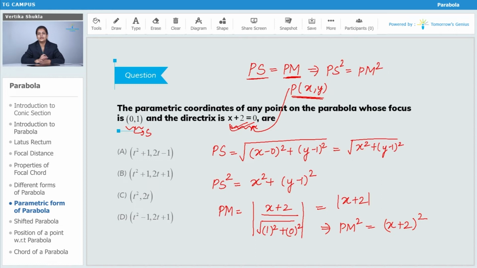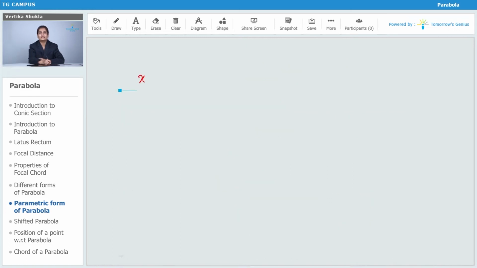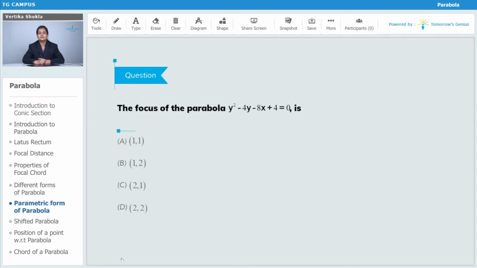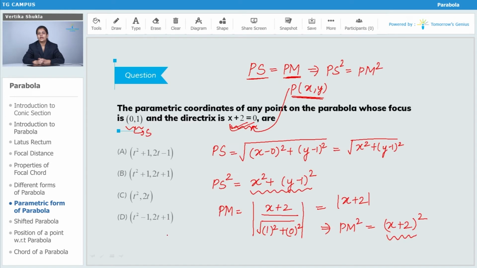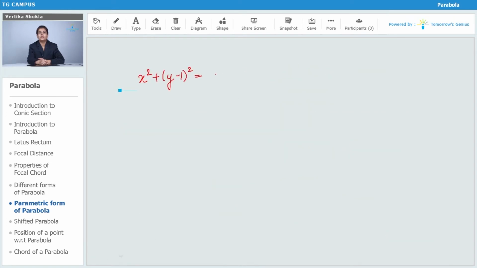Now for a parabola, PS square will be equal to PM square. PS square we have calculated as x square plus (y - 1) whole square and PM square we have calculated as (x + 2) whole square. These two distances should be equal for the parabola. So you will write x square plus (y - 1) whole square equals (x + 2) whole square. Now expand it and solve. On expanding and solving, you will get x square plus y square plus 1 minus 2y equals x square plus 4 plus 4x.